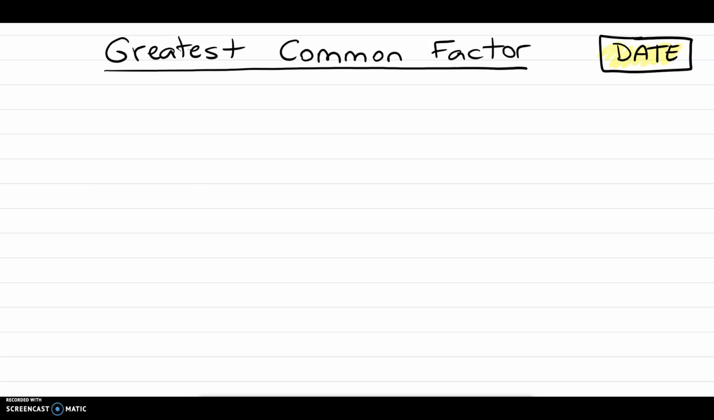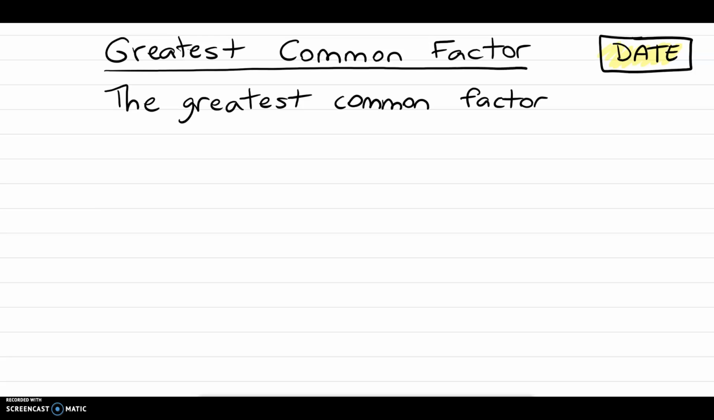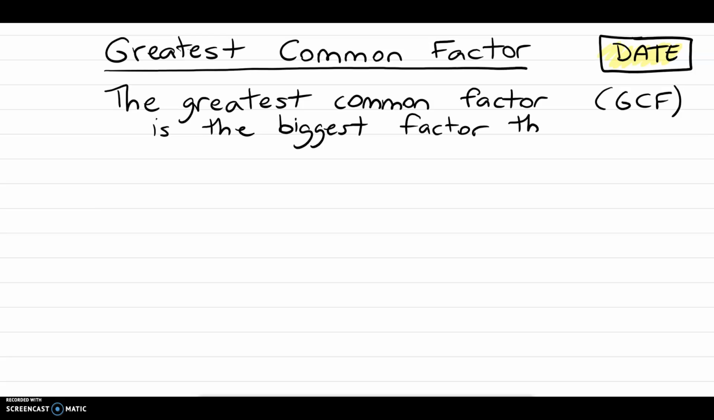Now let's start off with a definition. The greatest common factor, or GCF, is the greatest or the biggest factor that divides two numbers.